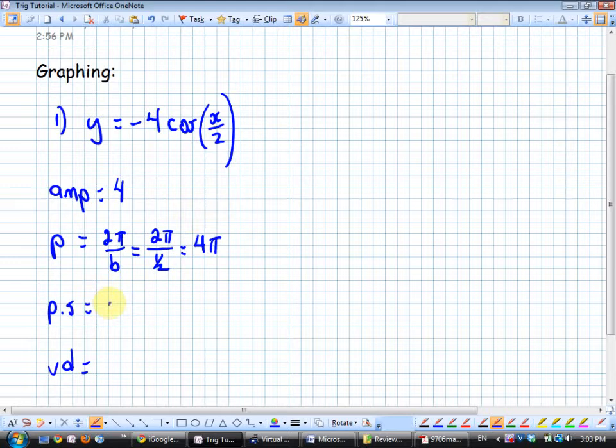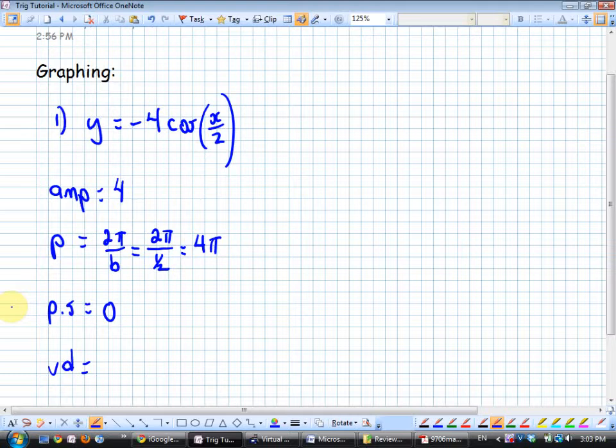Phase shift. There isn't one. When I say phase shift, what are you looking for? A number in brackets next to the x being minus or plus. And alarm bell, make sure it's factored. Although I told you I will give it to you factored if I ask you to graph it, I will give you one on the test in the multiple choice section that's not factored and say, tell me the phase shift. And it's probably going to involve fractions because you guys suck at fractions.